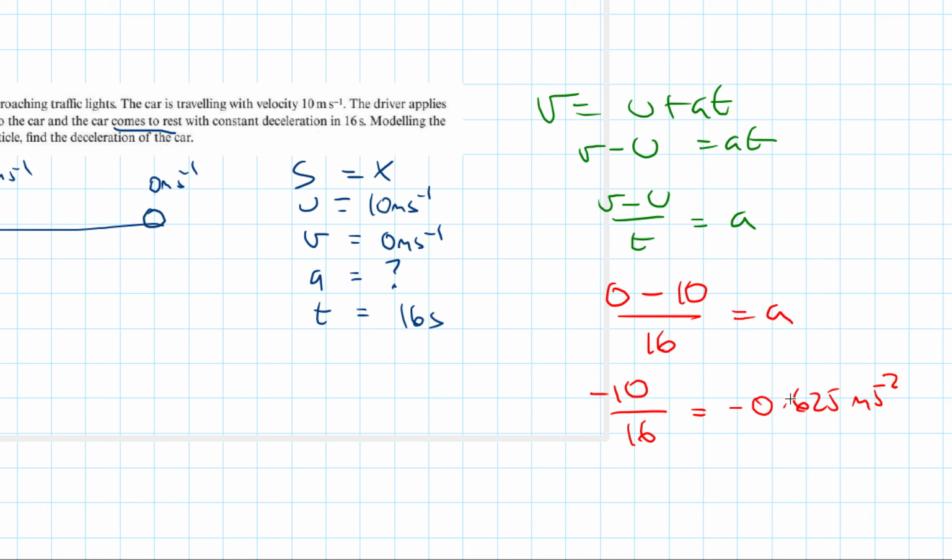So again, you can leave your answer as minus 0.625. You could also say that the deceleration of the car is 0.625 meters per second squared, because you made it clear it's a deceleration, so the acceleration that we're talking about in this sentence is going backwards. However, leaving your answer as minus 0.625 is perfectly fine, because the examiner will know that you've taken going forward as positive.